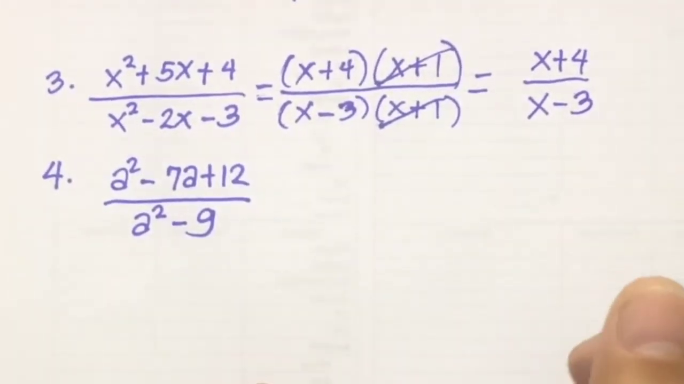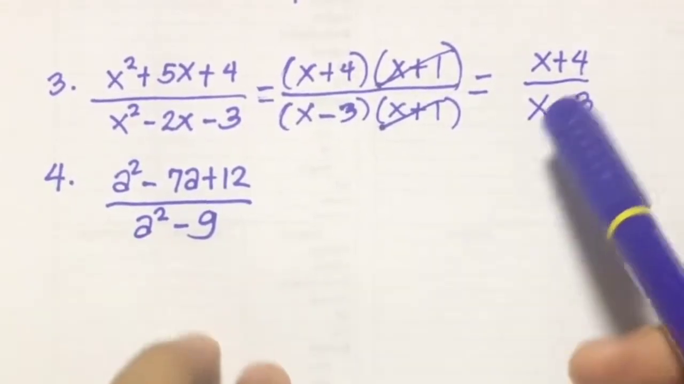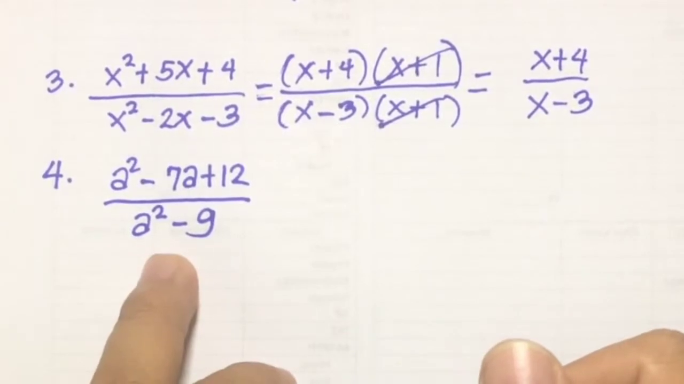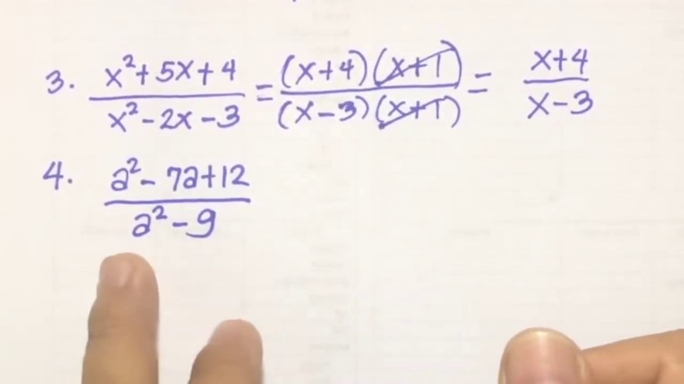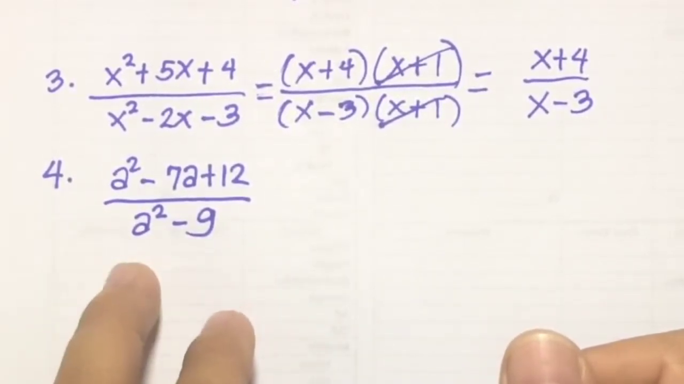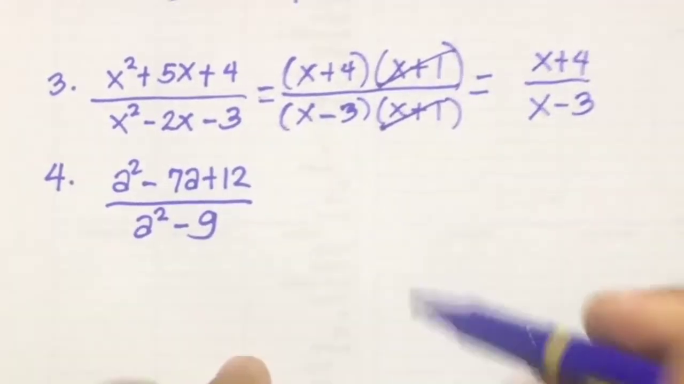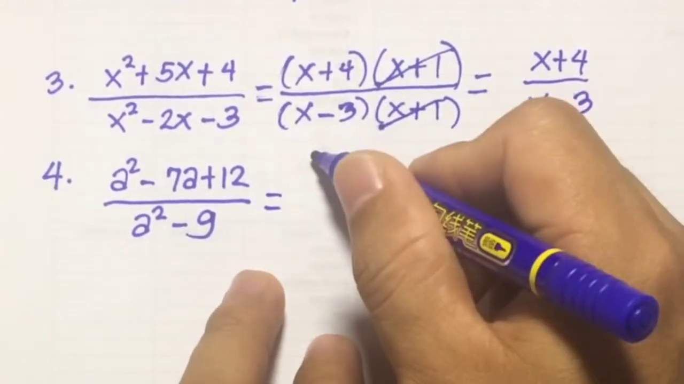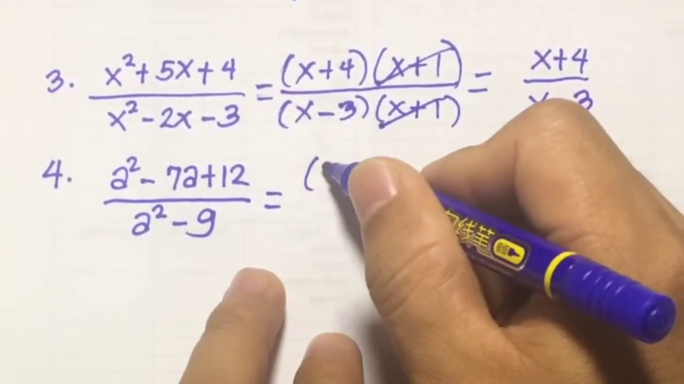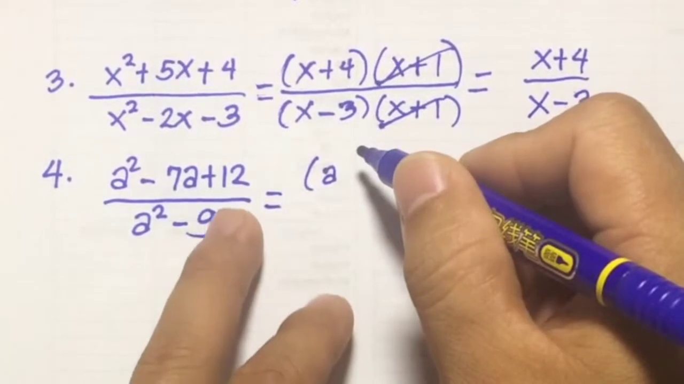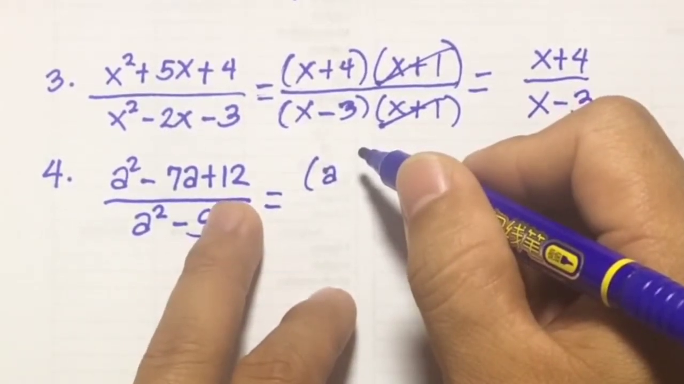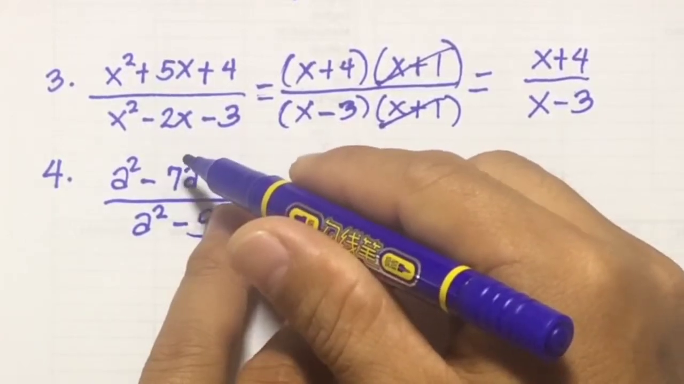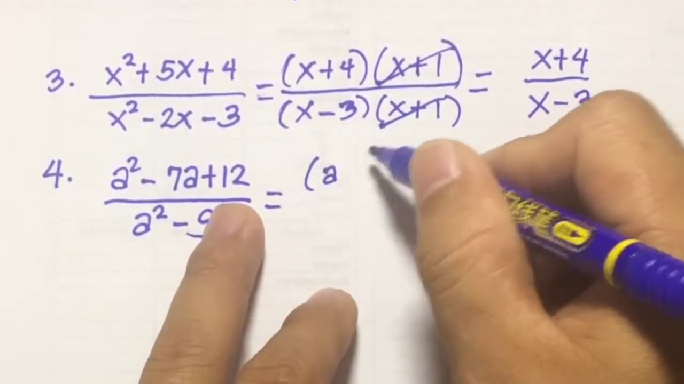Then our last example here, number 4, a squared minus 7a plus 12 over a squared minus 9. So the same with number 3, we're going to factor the numerator and the denominator. So for the numerator, a squared minus 7a plus 12, we can have the factors as a, then this is 12 here, so we're going to have factors of 12 in which the sum of the two is negative 7, so that will be negative 4 and negative 3.